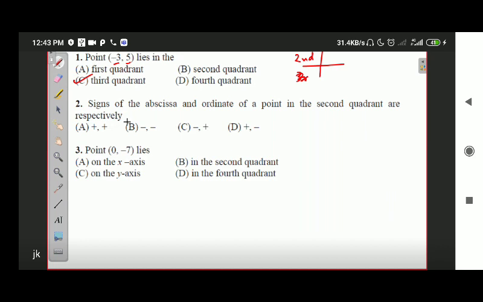Next is: signs of abscissa and ordinate of a point in the second quadrant are. In the second quadrant, the signs of abscissa and ordinate are negative and positive.